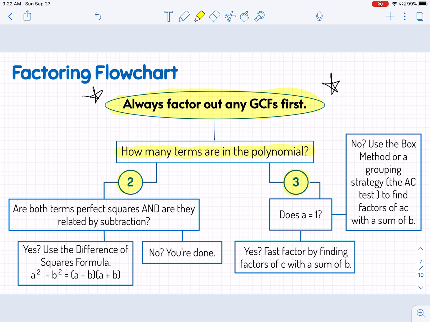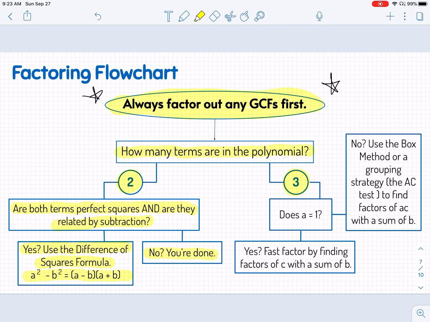If there are 2 terms, ask yourself, are both terms perfect squares? And are they related by subtraction? If yes, use the difference of squares formula. Or do what we did in the last example. Just find factors of AC that add to equal B. If they aren't both perfect squares and they aren't related by subtraction, you're done. You factored everything you could. Or maybe you didn't factor anything at all and it's just not factorable.